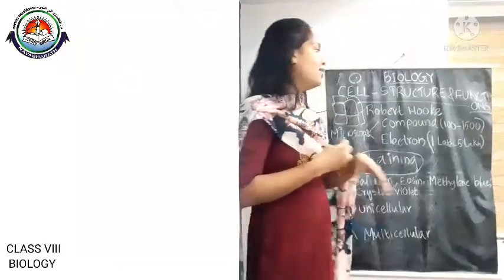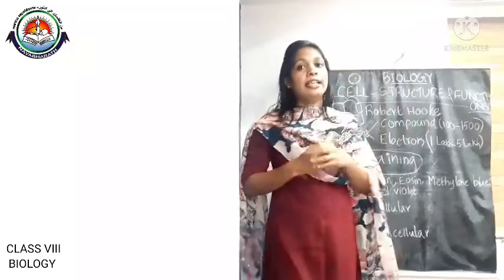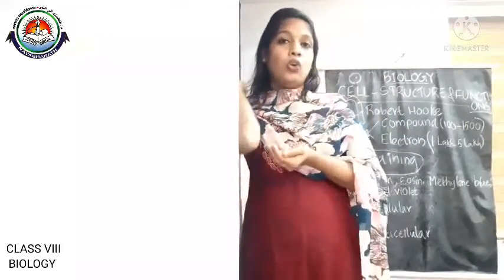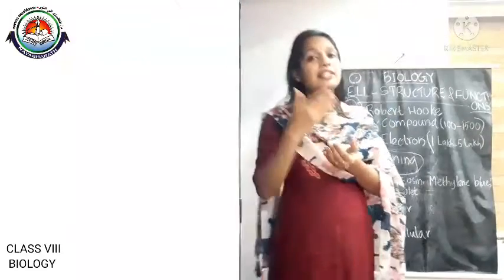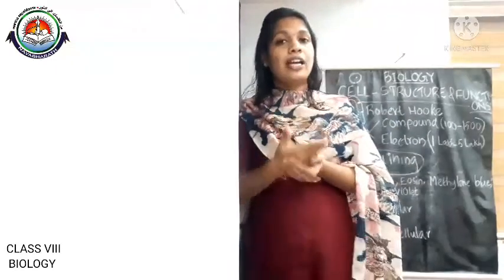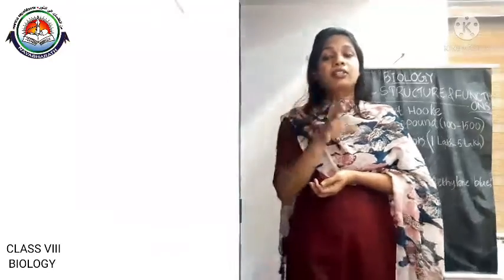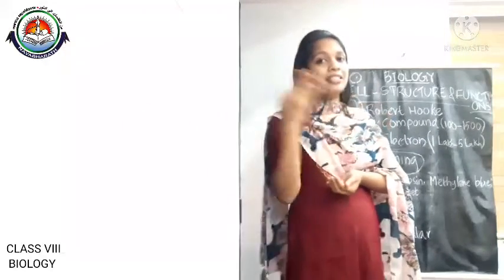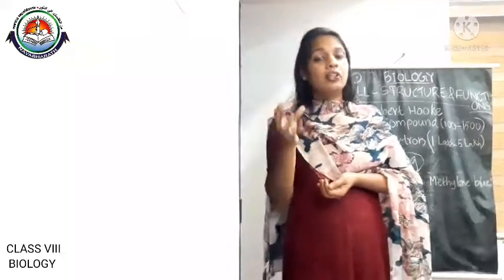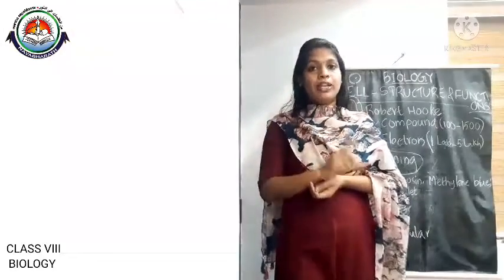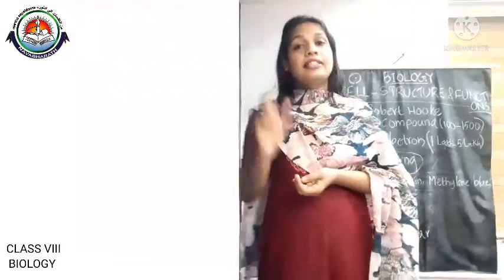The cell was discovered by the scientist Robert Hooke in 1665. He observed the cork, which is obtained from the slice of bark of trees, under a self-designed crude microscope, and he saw certain compartment-like structures in that slice of cork. Those compartments looked like a honeycomb, and he named them cells. In Latin, cell means little room.